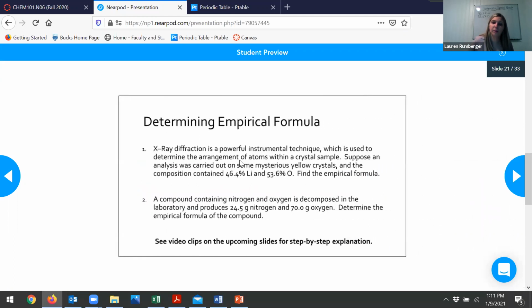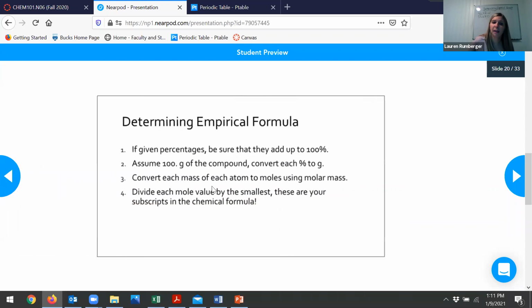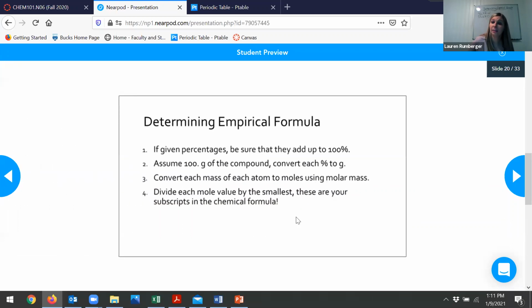The first example reads, X-ray diffraction is a powerful instrumental technique which is used to determine the arrangement of atoms within a crystal sample. Suppose an analysis was carried out on some mysterious yellow crystals, and the composition contained 46.4% lithium and 53.6% oxygen. You are then asked to find the empirical formula. So we're going to apply these steps.